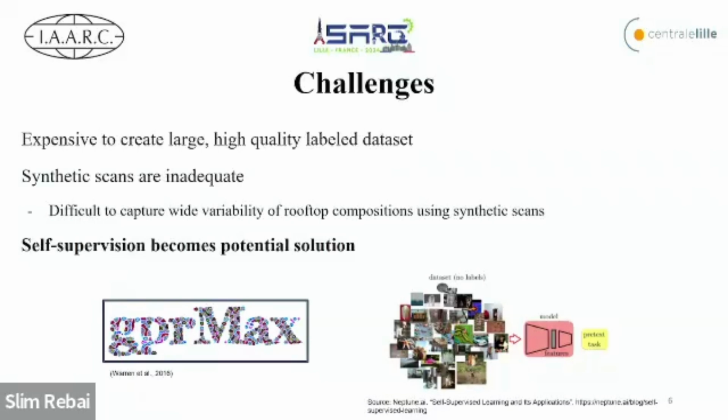There are GPR simulators like GPR Max that can be used to create synthetic scans. However, we are cautious of using simulators because there is a lot of inherent variability in the way building rooftops are constructed. There are different materials and compositions, and also different features that may lie underneath the surface, so it's hard to capture all that variability. Considering that we already had a lot of unlabeled GPR rooftop data collected using our robot in previous projects, we come to ask the question, what if we try self-supervision as a potential solution to our problems here?